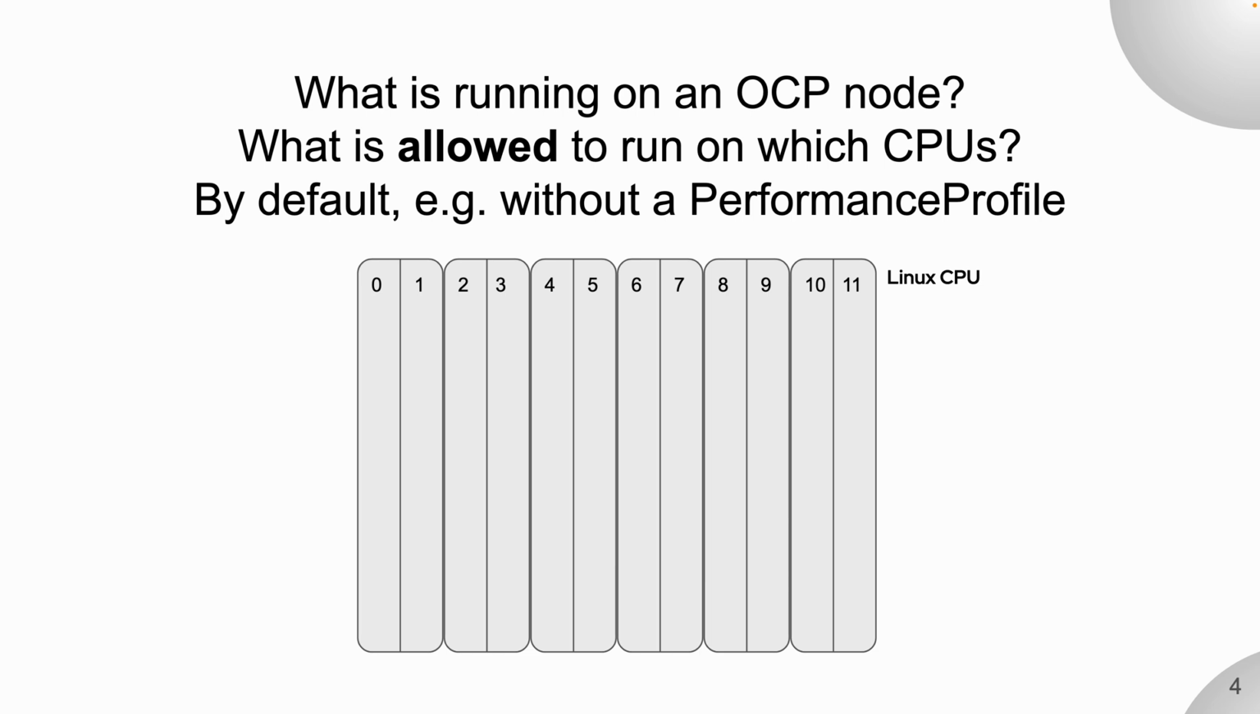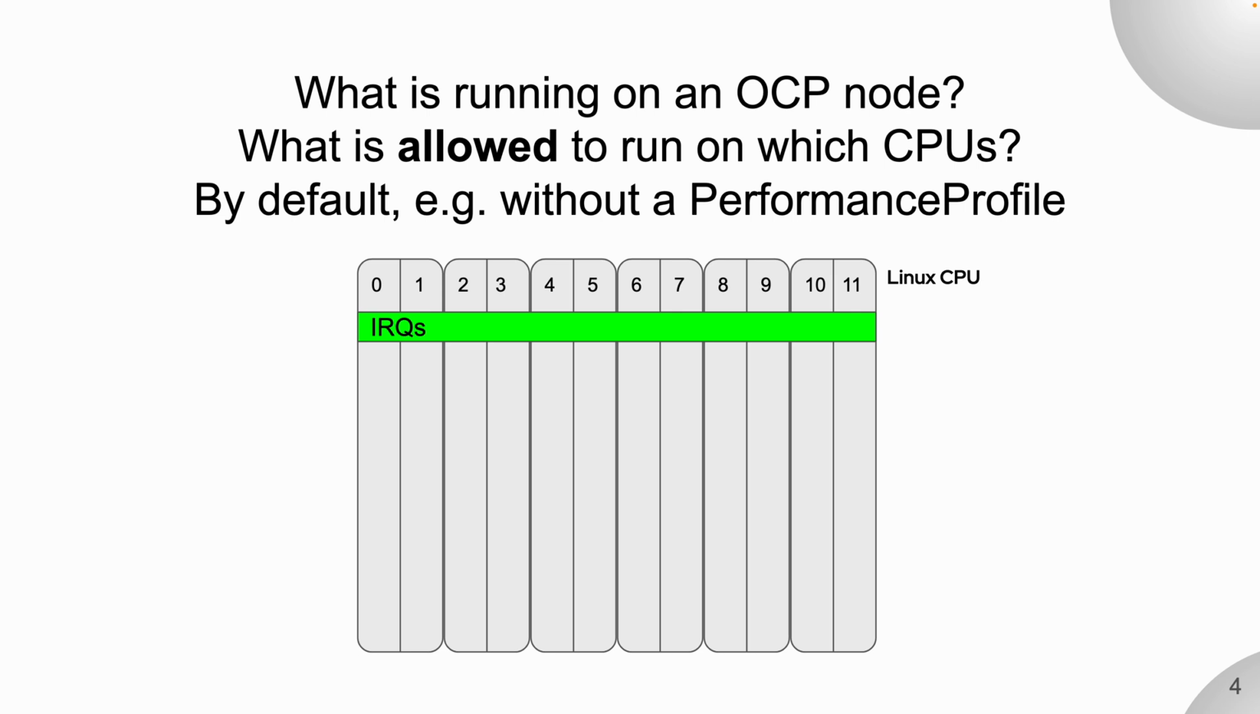So first, let's have a look at what is running on an OpenShift node, and for every component running on an OpenShift node, on which CPU it's allowed to run. We are going to do that for a node without any tuning. So out of the box, we install a Red Hat OpenShift node, and this is what you get, meaning there is no performance profile created. Here we have our 12 CPUs, as before, as an example. So IRQs can run on any CPU.